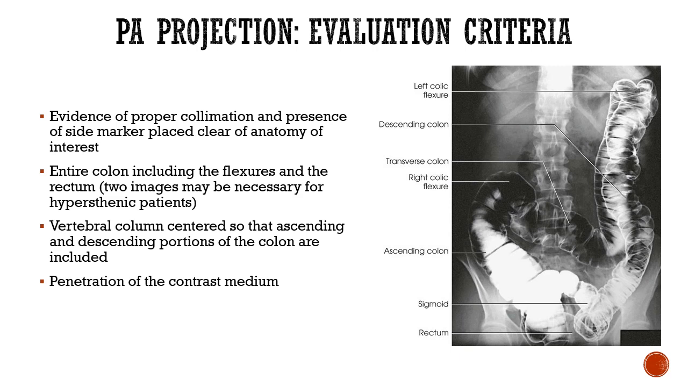On the PA projection, for the evaluation criteria, we're going to see the entire colon, including the flexures and the rectum. 2 images may be necessary for hypersthenic patients. The vertebral column is centered so that the ascending and descending portions of the colon are included. And there's proper penetration of the contrast medium. This is a double contrast enema in this picture.